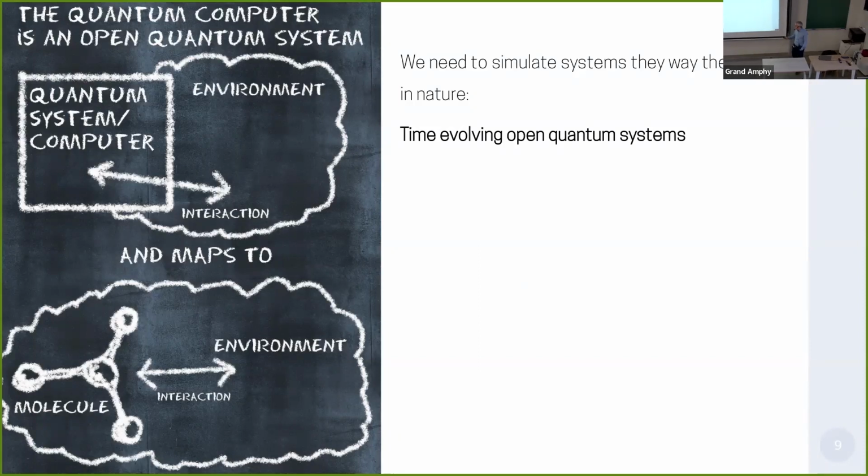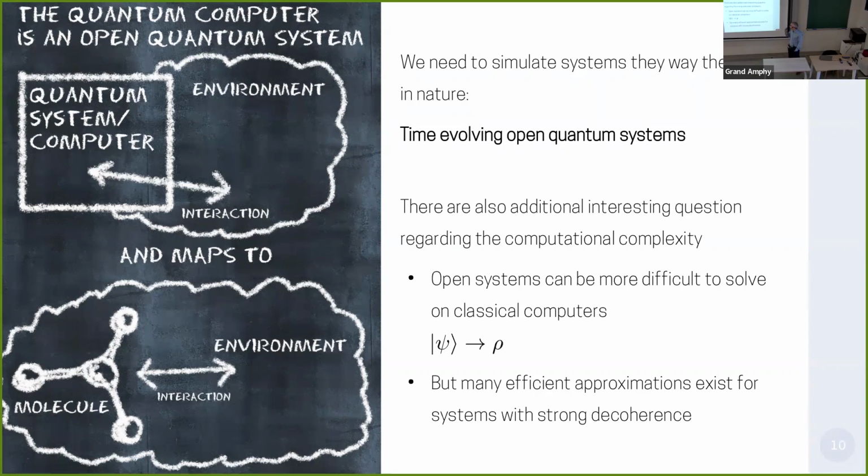And by this, we achieve several things. One is, of course, we include the decoherence. That is normally a problem for what you want to do on a quantum computer. We include the decoherence as part of the problem that you want to solve.